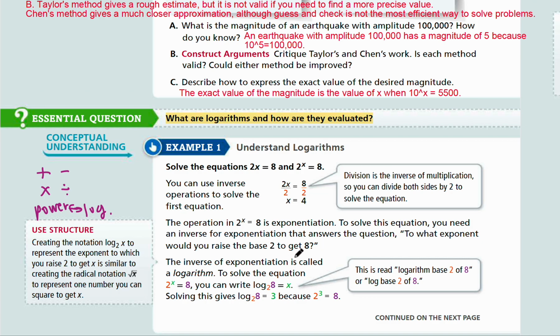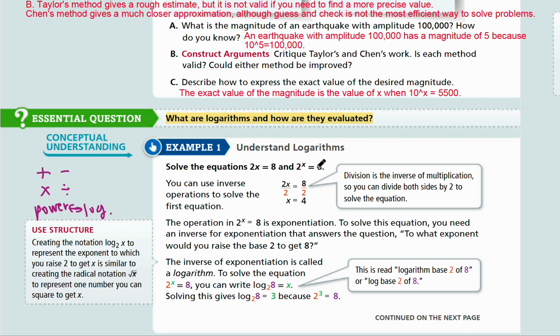So you can look at this equation: 2 to the power of x is equal to 8. In order to solve this, you need an inverse operation, which is log. So log base 2, we have something called the base, and then we have this number, the argument of the log, which is equal to the result.